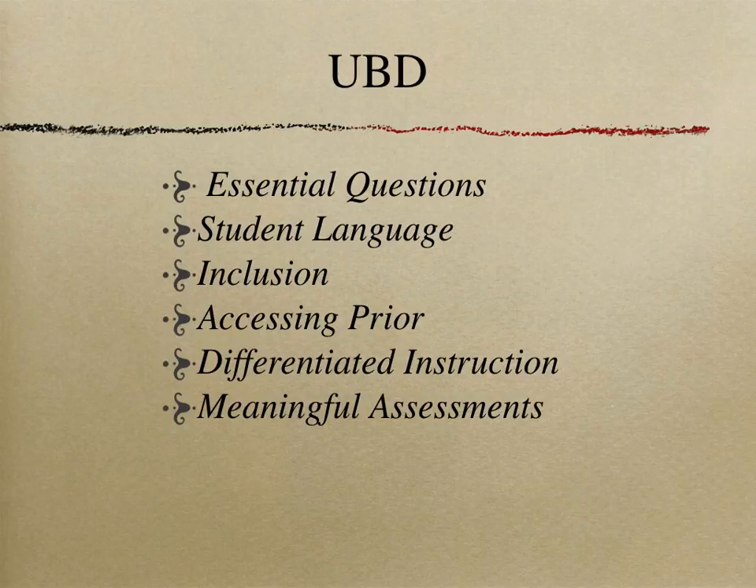They need to know what they should be learning and how they should learn it by the end of the lesson. Inclusion is a big thing, making sure that all learners have the same objective. You need to make sure that you're accessing their prior knowledge so that everyone can come to the table with the same ideas, eliminating any misconceptions. UBD involves differentiated instruction and making meaningful, authentic assessments.